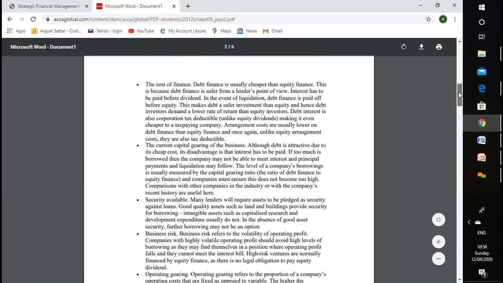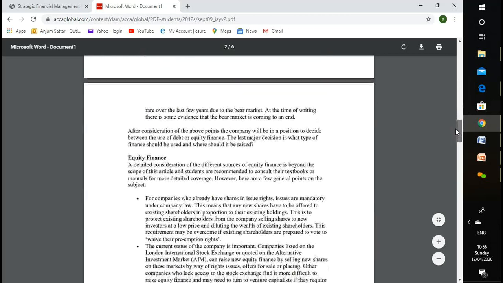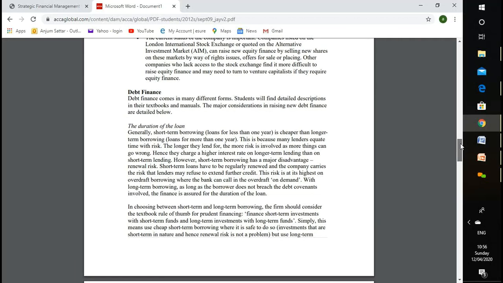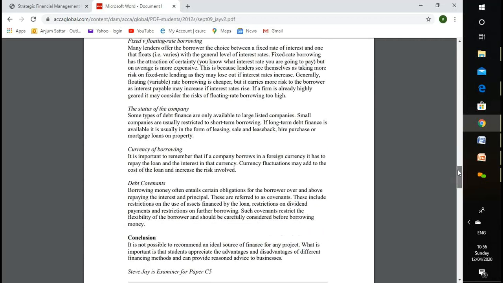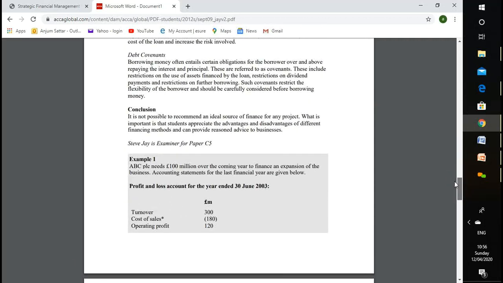The debt to equity decision, if you make it, you have to look around for which one is the cheaper option. Then we are given equity financing. If you go for an equity share issue, you need to ask some questions: the duration of the loan, fixed or floating rate, and whether the rate will change. The currency, if you are dealing with different currencies. Here we have a company whose turnover needs 100 million over the coming years for the expansion of the business.